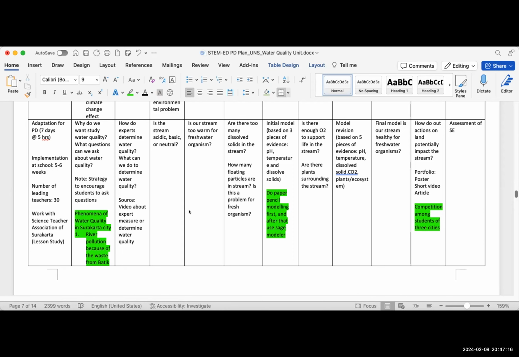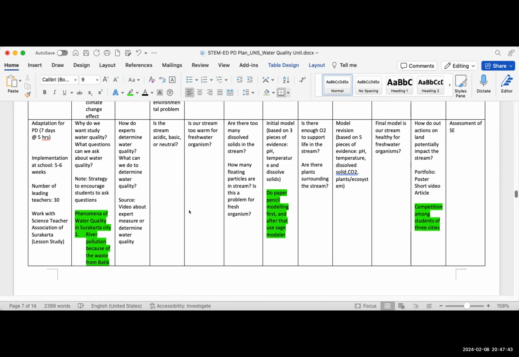Okay. We also plan to start with this unit, water quality. So if they're going to do paper pencil, part of the Sage Modeler is that they can write why they're making the choices in terms of the relationships between things. Will they be doing that on the paper pencil version as well?